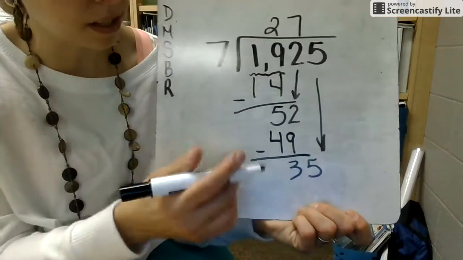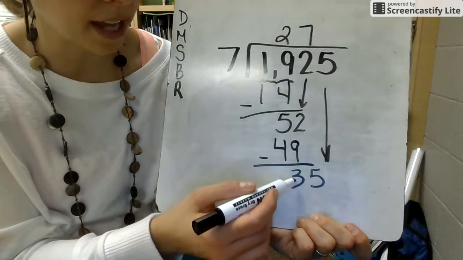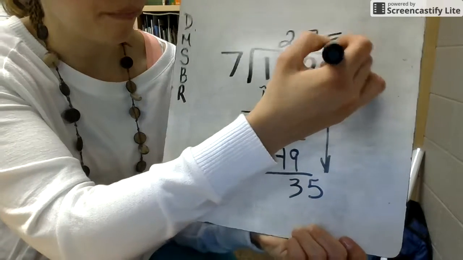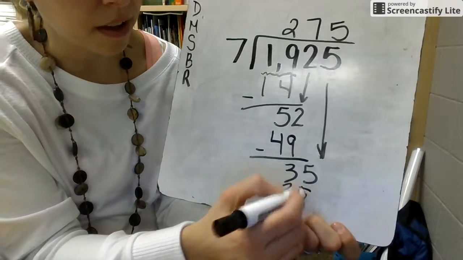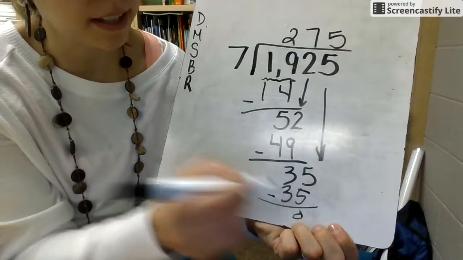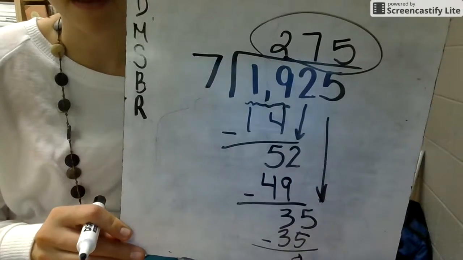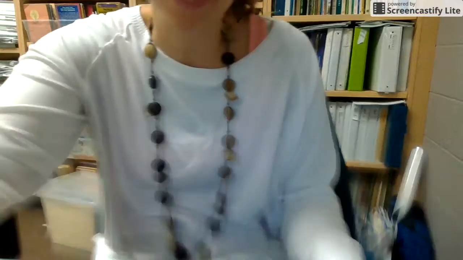Now I still have more than a remainder here, so I'm going to divide again. 35 divided by 7 is 5. 5 times 7 is 35. When I subtract, I get 0. And there's my answer, 275. I am going to work with you in small groups today so that you have the support you need.